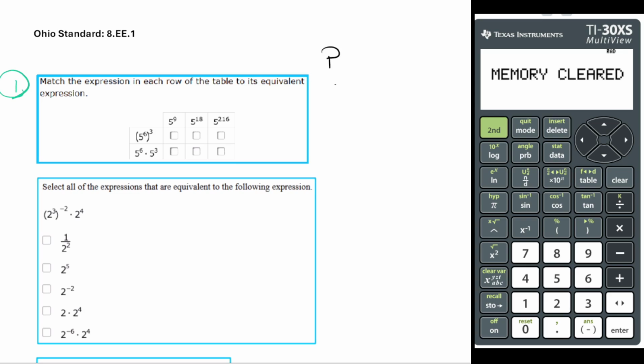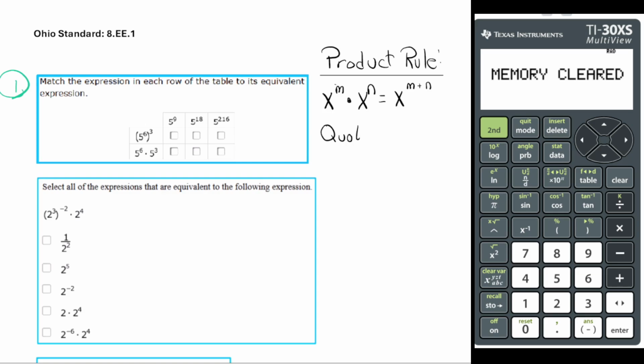We need to know our product rule. Okay. Product rule is when you multiply numbers that have like bases. So x to the m times x to the n equals x to the m plus n. So in this case, you add your exponents. Okay. Then we have our quotient rule.